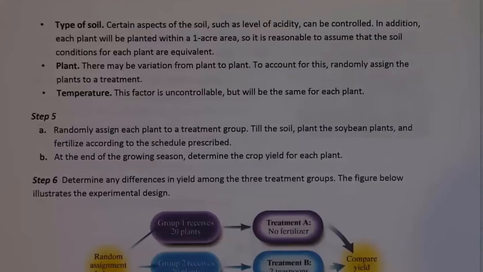And then last but not least, temperature. Again, this is uncontrollable, assuming we're out in a field. We could control it if we're in a greenhouse, but if we're out in a field, that's uncontrollable, but it's going to be the same for each plant as long as we plant them in the same vicinity. Again, that's an important step. Step 4 is really important, that we've taken into consideration all of the factors that can influence the value of the response variable. In this case, the yield of the plant.